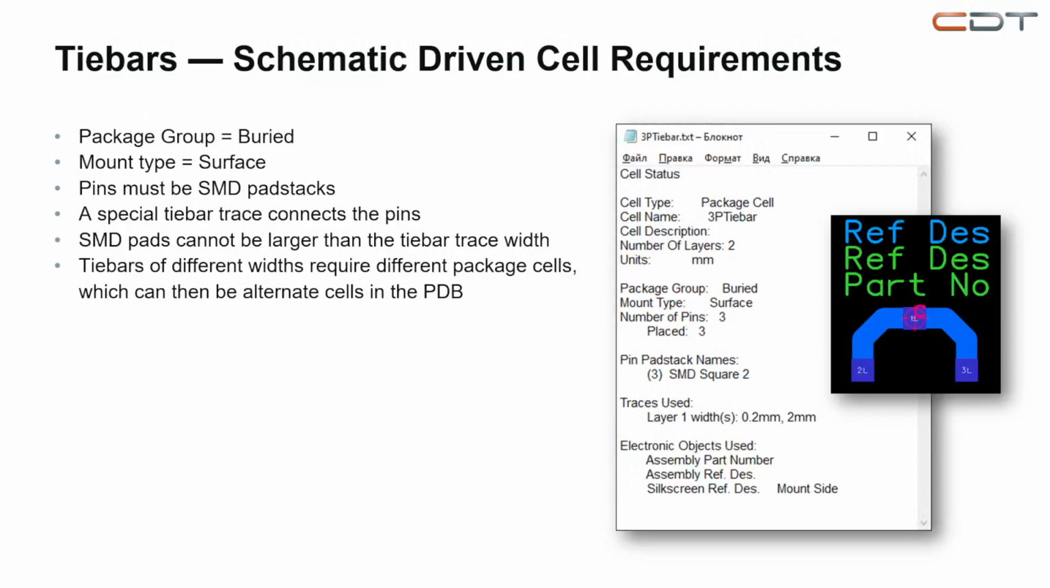A very important thing: SMD paths that you are connecting cannot be larger than the tiebar trace width. This is very important. A couple days ago I spent like an hour trying to fix a bug, and apparently it wasn't a bug, it was my unawareness of this requirement. If your tiebar trace is less than the SMD path width, you will have a critical error related to the Intel DLL system. Tiebars of different width require different package cells, and you can create them as alternate cells in PDB.